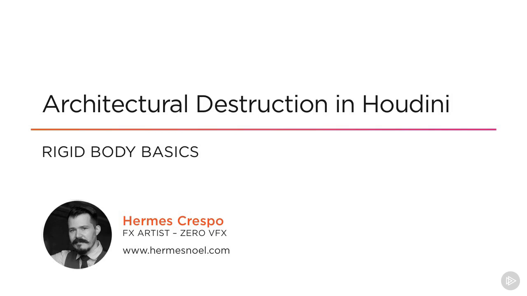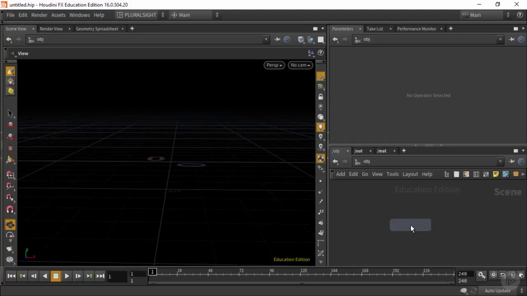In this module, we're going to start off by building a basic rigid body setup from scratch, so we have an understanding of what the workflow will be like for when things get more complicated later in the course. To start with, let's open a new HIP file in Houdini 16 and drop down a geometry node.